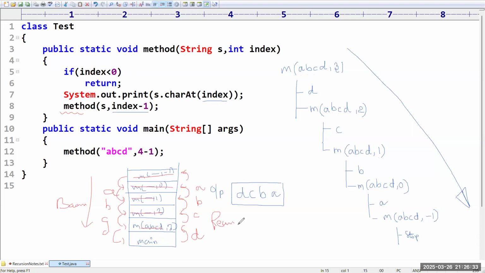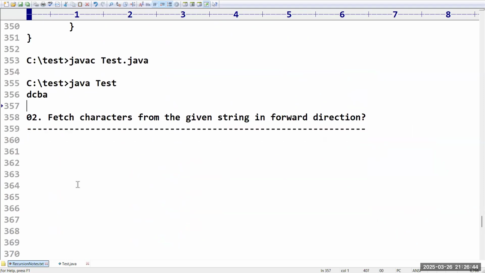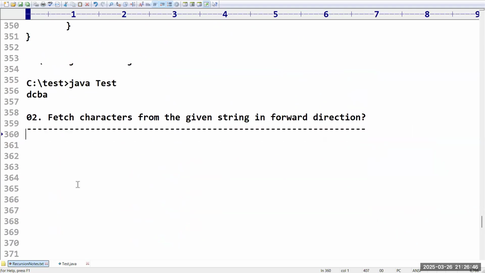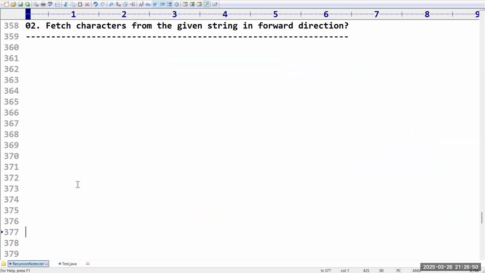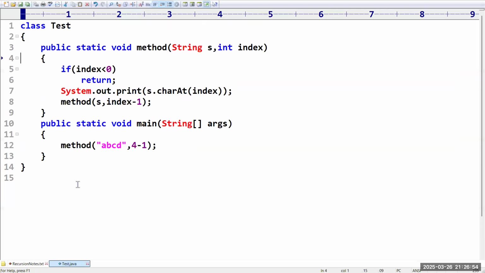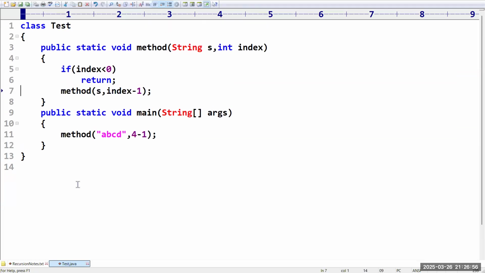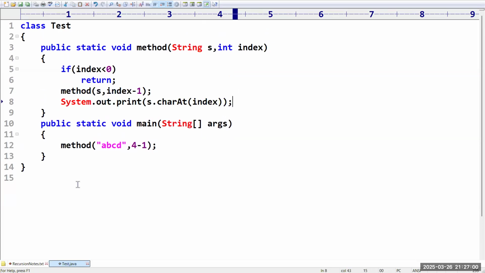Right. So now what is the next application? Continuation is there. So what is that continuation? Sir, we have to fetch the characters from the given string in which direction? Forward direction. That means in the normal direction I want to print. Very simple. Just remove this line and take it here. Except that, nothing else, sir. If you want, first I will execute the code.